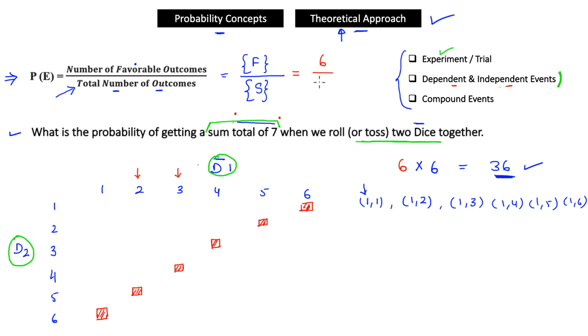Now, all you need to do is put that number 36 in the denominator and this is your required probability, which is 1 by 6. So that is the probability of your desired events.